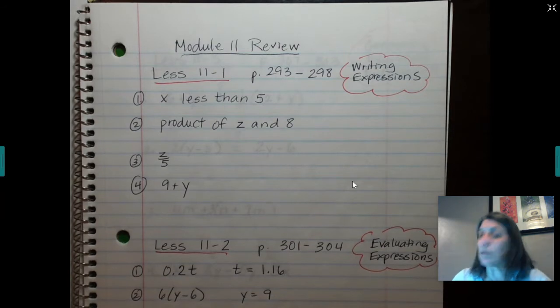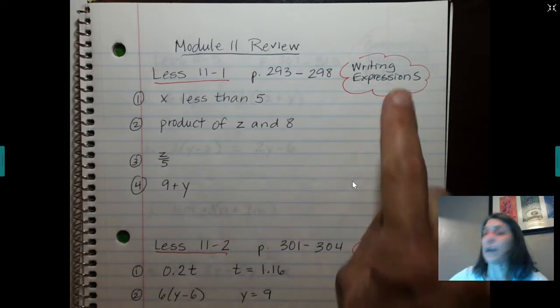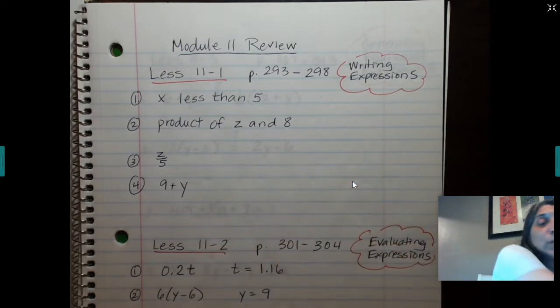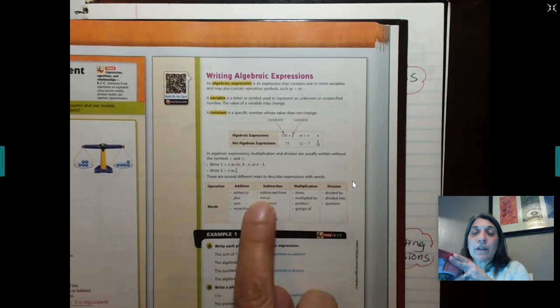Okay, so Module 11 was basically when we were first learning how to write expressions. So that picture that I just showed you, this one, we were learning how to write them, and we were learning all the different vocabulary.